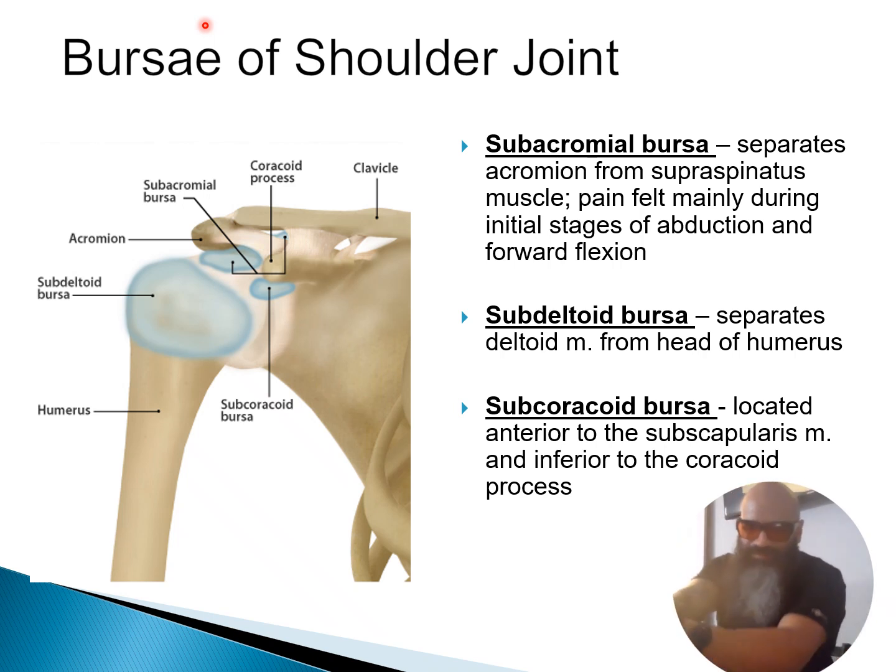Subcoracoid bursa. Okay, so that one's literally tucked away in here. It's anterior to the tendon of the subscapularis. So that's going to allow for fluid motion of internal rotation. Subscapularis does internal rotation, so there's fluid motion there.